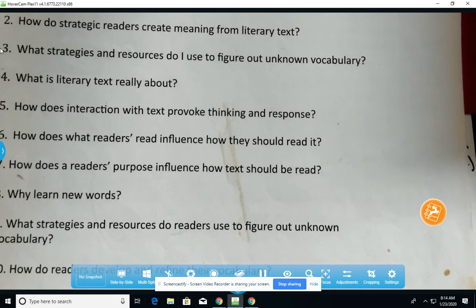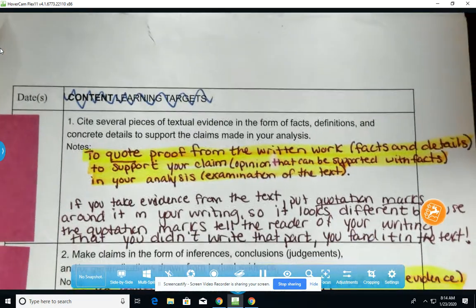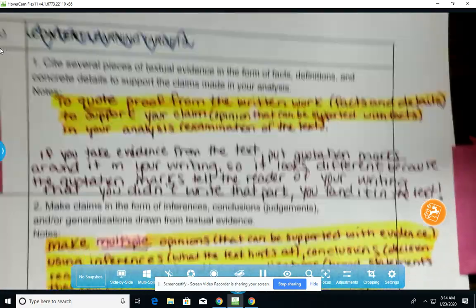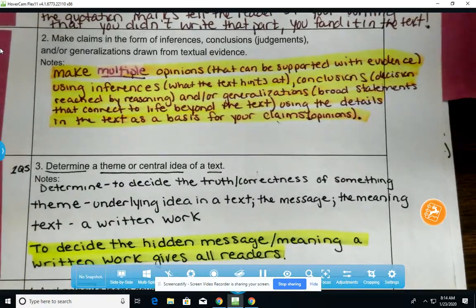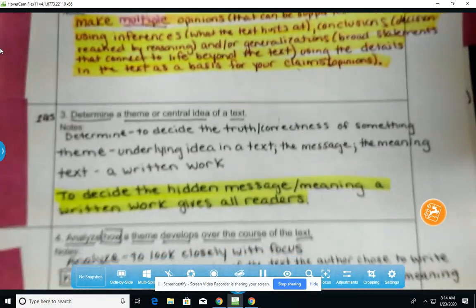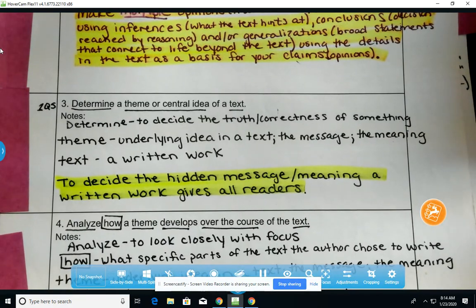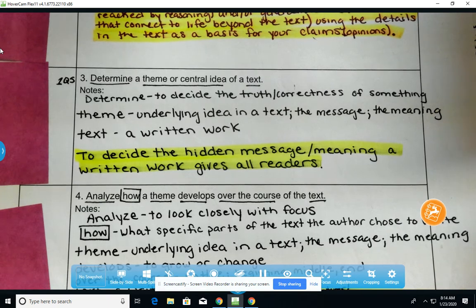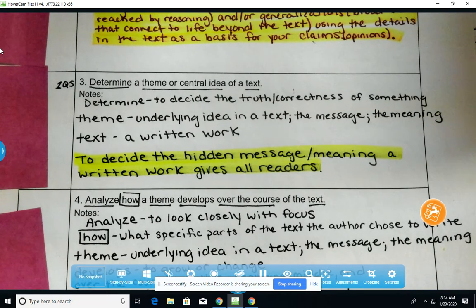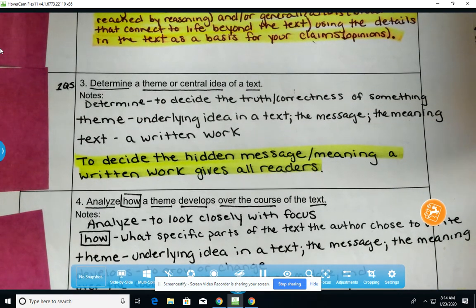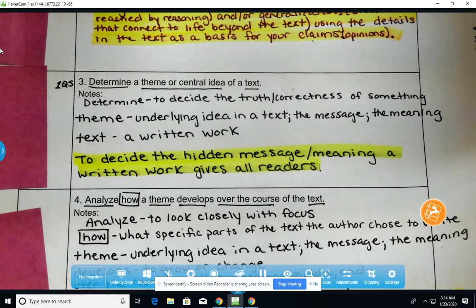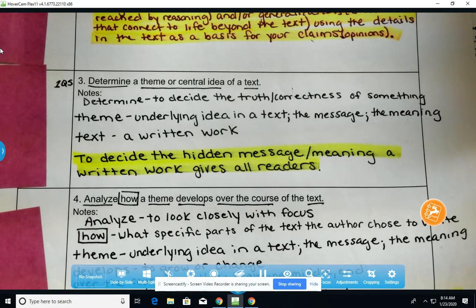As you read for this phase of reading, you will again be focusing on learning target number 1, to cite a piece of text evidence. You will also be focusing on learning target number 3, to look at how a theme is determined and developed throughout the course of the text, and finding how that theme is impacted with that quote. Remember, a theme is that hidden message or meaning written in the work that we sort of have to look through the text and use our own background knowledge to figure out what that is.